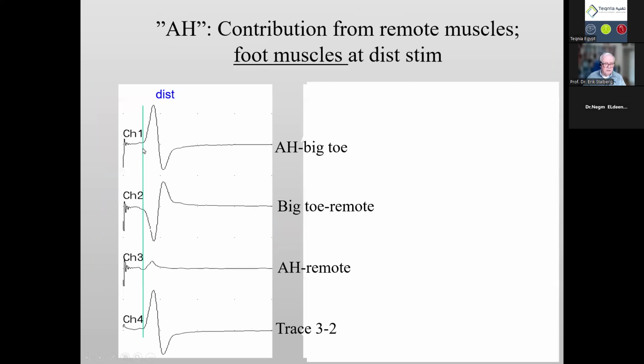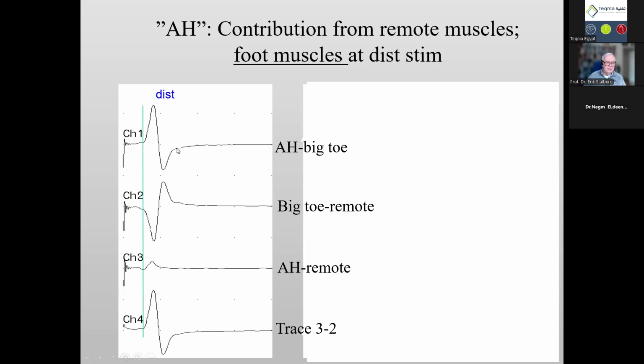Here is the same thing, but from the foot, from the tibial nerve, abductor hallucis. This is our routine study. But when we look at the reference minus remote, that means big toe minus remote, that is not silent. It has a big positive glowing signal. And the abductor hallucis instead is very, very small. And this minus this will give this signal.